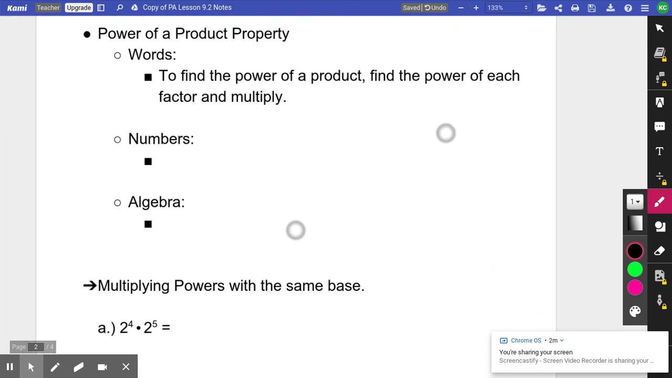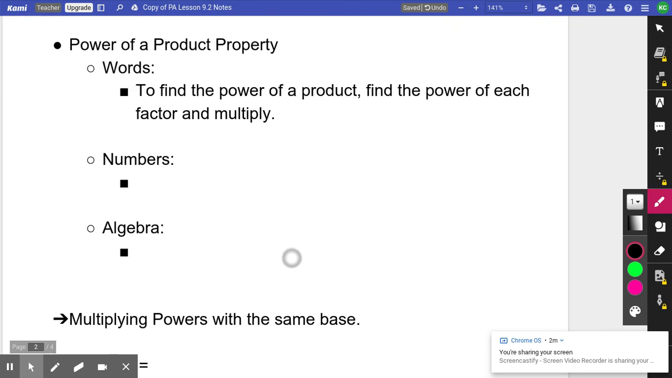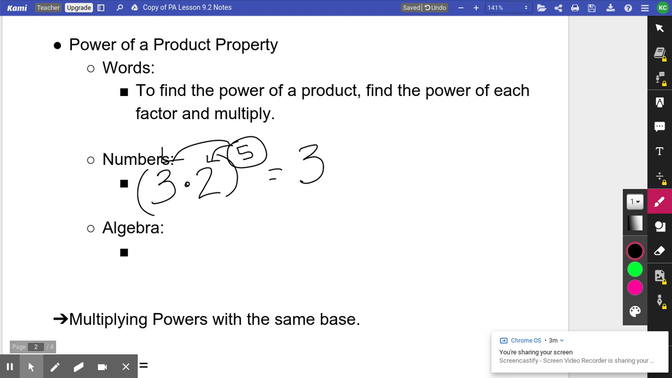Now I have the power of a product property. This says to find the power of a product, you must find the power of each factor and multiply. So what that means is inside my parentheses, I'm taking 3 times 2, and I'm raising that to the fifth power. That fifth power goes to every number inside the parentheses. So what that's saying is 3 to the fifth times 2 to the fifth. Okay, so I'm taking that fifth power and I'm multiplying it to each of those.